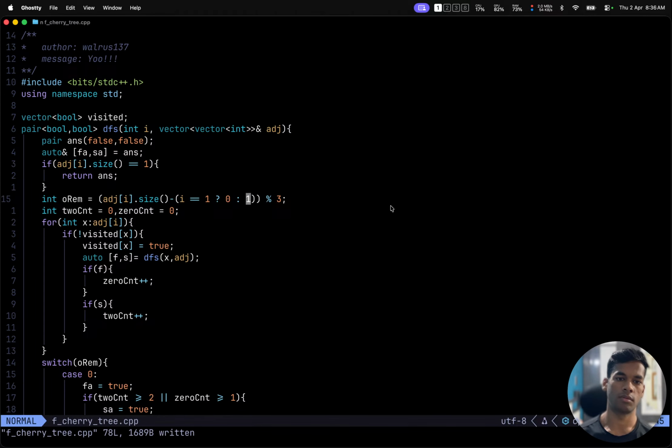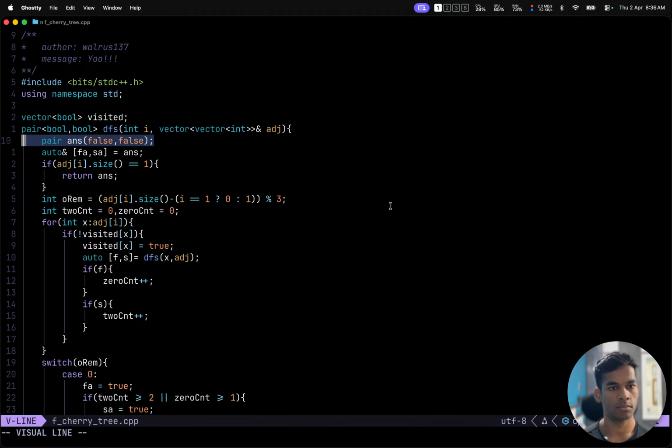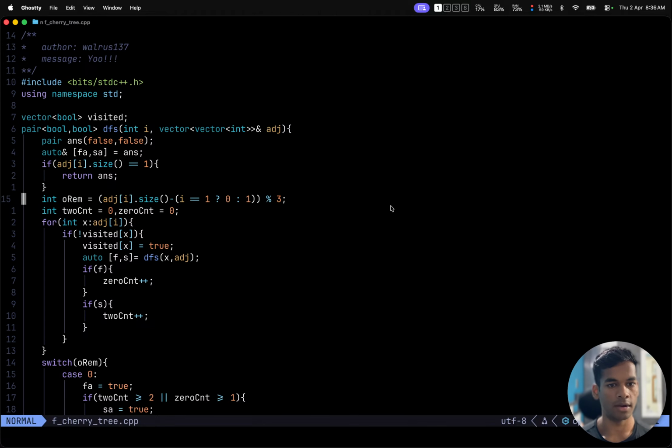Cool. Do you need anything else? I guess not. False is okay as the initial value. Yep, if size is 1, this thing does not have any children, then just return. Then we are choosing this, and ORM. ORM, original remainder, is also correct.